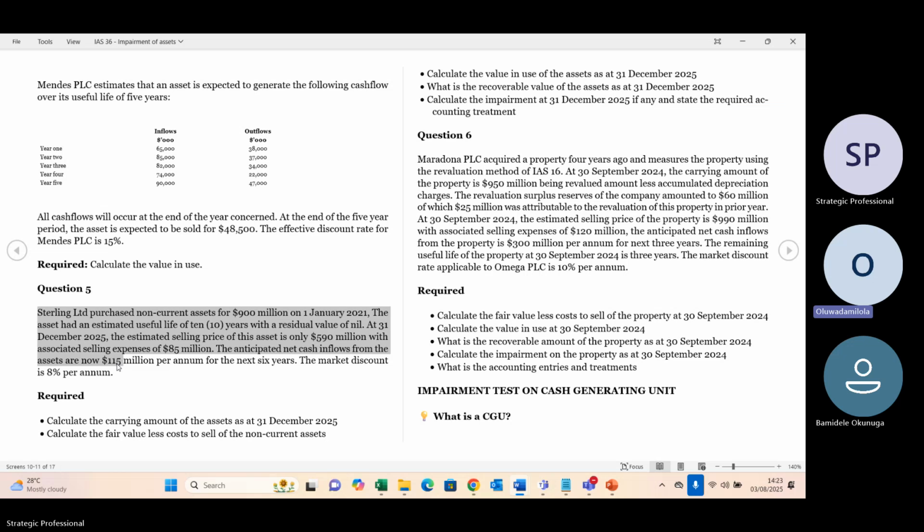Calculate the carrying amount of the assets as at 31st December 2025 and calculate the fair value less costs to sell of the non-current assets. Calculate the value in use of the assets as at 31st December 2025. What is the recoverable amount of the assets as at 31st December 2025? Calculate the impairment at 31st December 2025, if any, and take required accounting treatments.